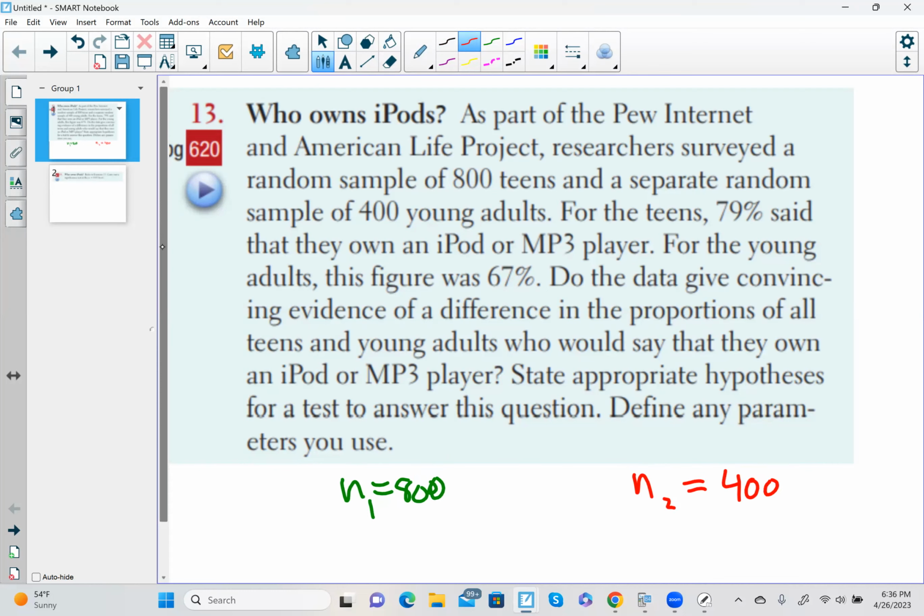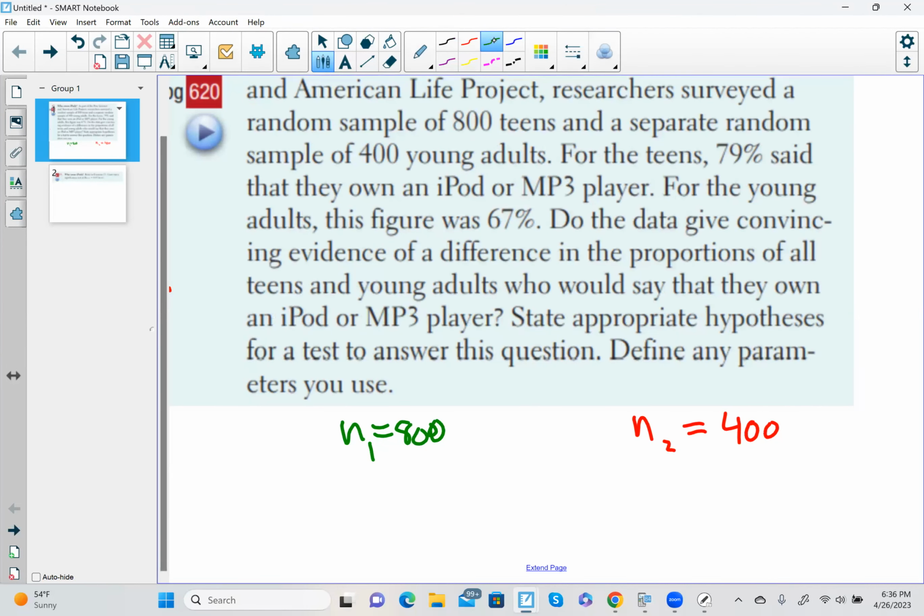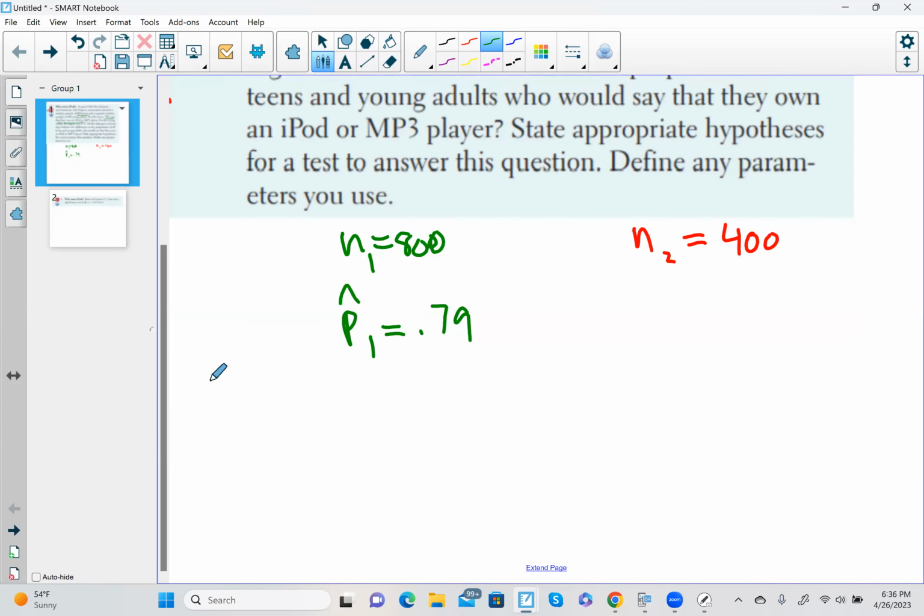So what that means is I can write the following. Now, they're talking about 79% of the people out of this 800. So we label that p with a little hat above it. p-hat 1 is 0.79. So quick comment for you. It's called p-hat because the hat is telling us that it's a sample proportion. So that's what we have there, a sample proportion.